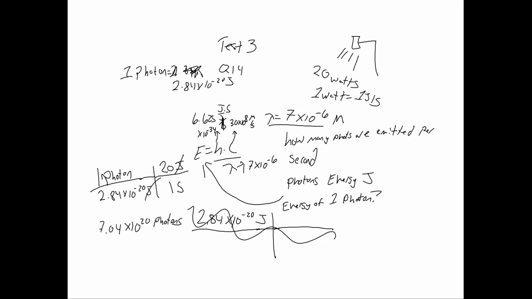So just to recap that, one, you need to figure out the energy of one photon. So that's this equation, E equals Planck's constant multiplied by speed of light divided by the wavelength of light. Then you take your light source, which is 20 joules, divided by the energy of one photon to figure out how many total photons you have. Make sense a little bit?